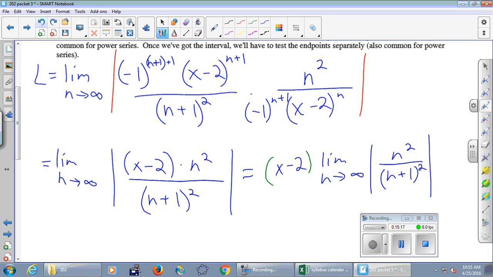All right. But when I take the x minus 2 outside, I put these green parentheses here. That's not quite right. X minus 2 was inside of what? Absolute value. It's still in absolute value. All we did is pull it out of the limit. So what we need to do is put absolute value just like that.